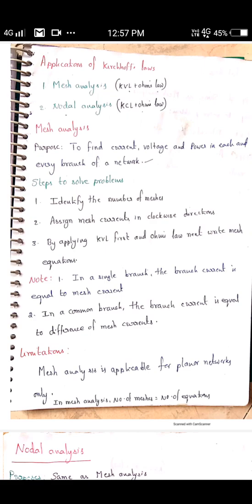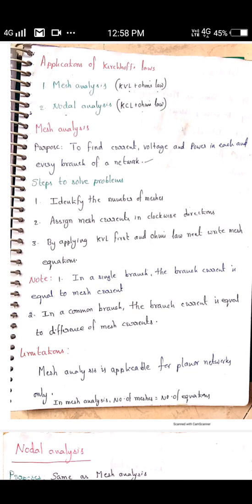The main advantage of these two methods is to know each and every branch voltage, current and power for any lumped network. But one very important drawback is there here. These two techniques will fail in some networks. In which networks? If the network consists of two or more sources with different frequencies, then these two techniques will fail.